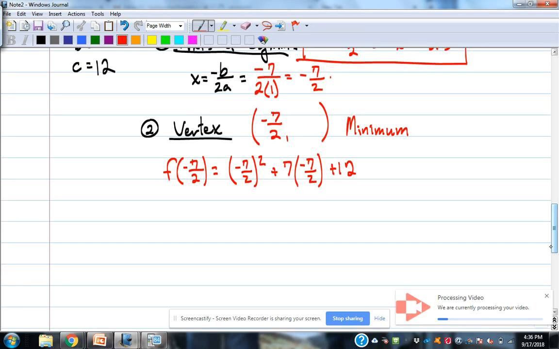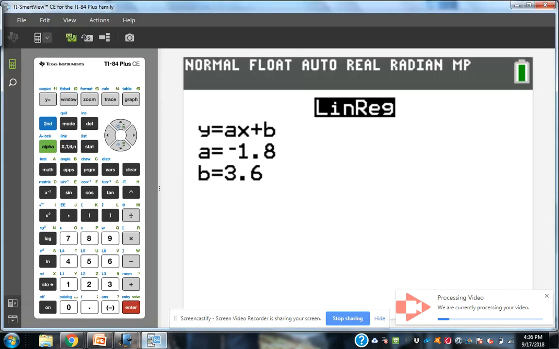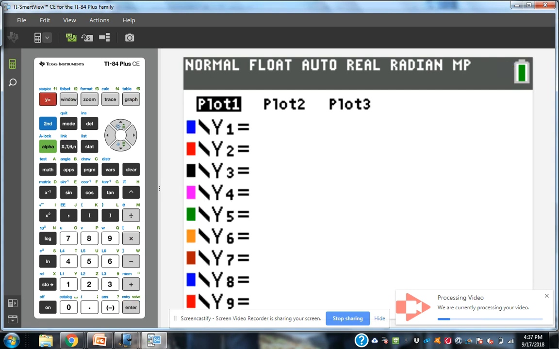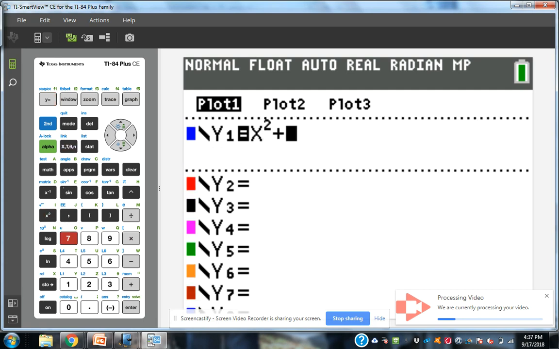All right. We're going to work that out. I'm going to use a calculator to help me. I'm going to show you a little trick with your graphing calculator to make your life a lot easier. Okay. Go to y equals, and I'm going to type in the equation that they gave me: x squared plus 7x plus 12.